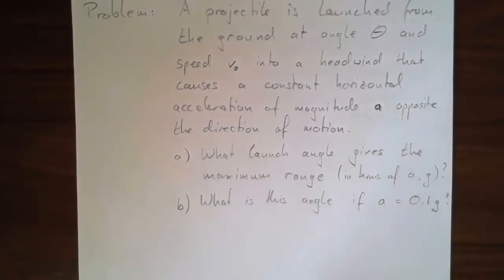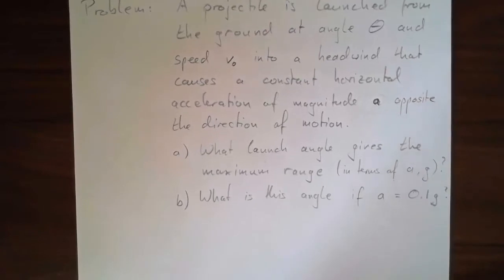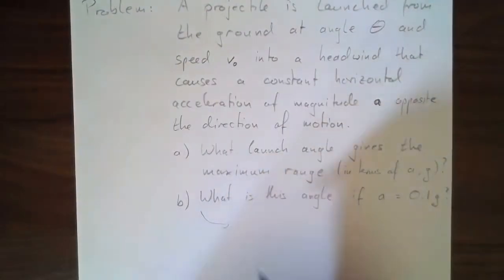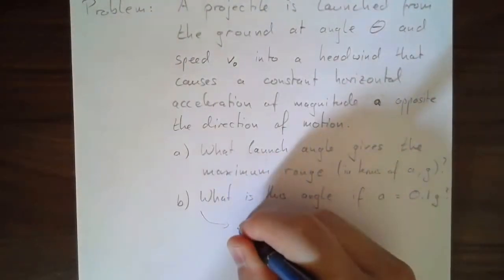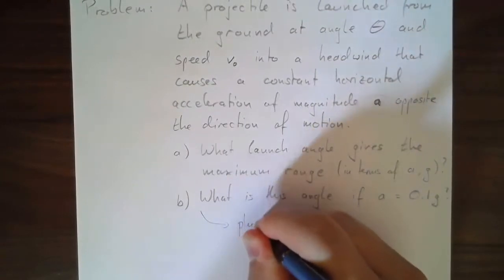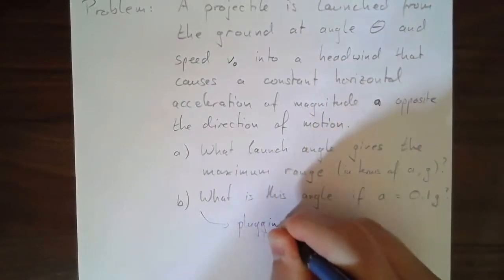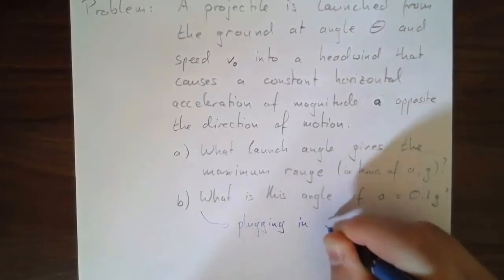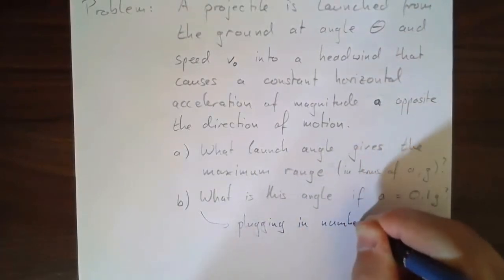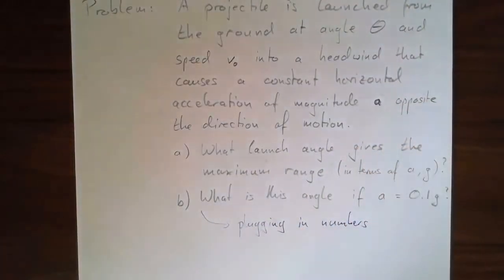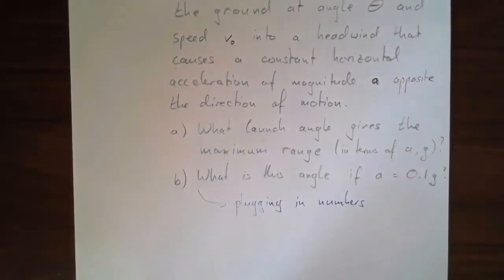Okay, so let's do a bit of strategy here. We're reading this problem, we're like, okay, what are we going to do? My first thought when I look at B is that's just going to be plugging in numbers. So it's probably going to be the easy part. Once I've solved A, B will be easy. But A is chunky. A is the substance of this, right? What launch angle gives the maximum range?